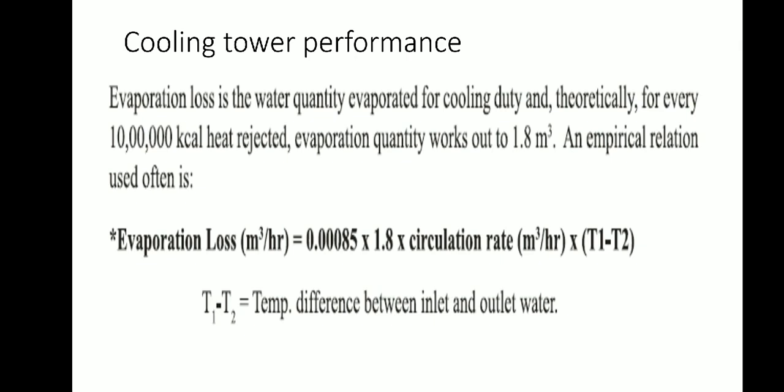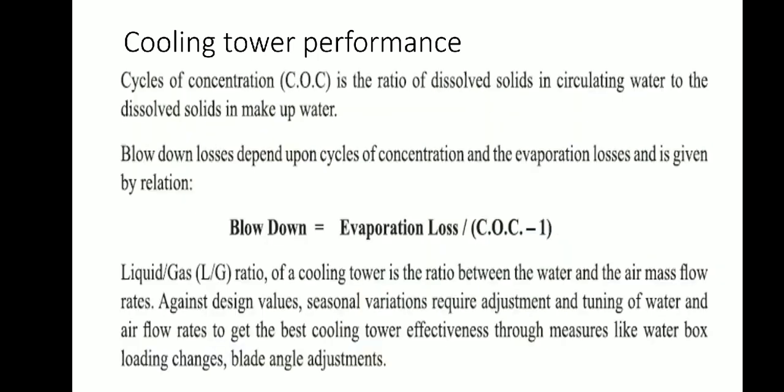The T1 minus T2 is the temperature difference between inlet and outlet water. Circulation rate is the water flow rate. The next performance parameter is cycle of concentration, abbreviated COC. It is the ratio of dissolved solids in circulated water to the dissolved solids in makeup water. Then blow down losses depend upon cycle of concentration and the evaporation loss, and are given by a relation.